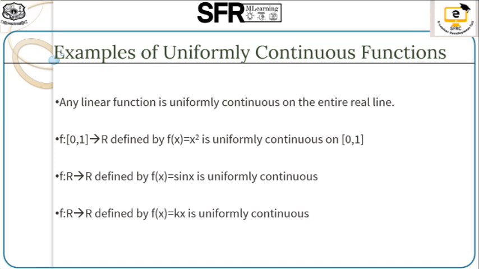Next, here are some examples of uniformly continuous functions. Any linear function is uniformly continuous on the entire real line. In this example we can easily verify the definition of uniform continuity. The next example is the function f from the closed interval 0, 1 to R defined by f of x equal to x square, which is uniformly continuous on the closed interval 0, 1. Any trigonometric function is uniformly continuous in the next example, and the constant multiple function f of x equal to kx is uniformly continuous. In all these examples we can check the uniform continuity of a function through the definition itself.